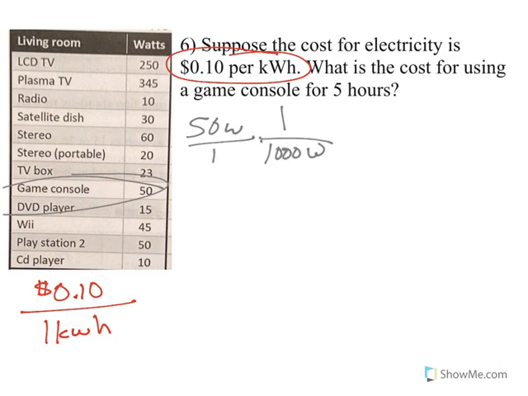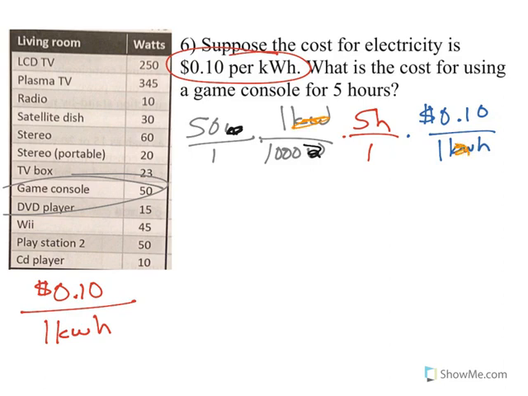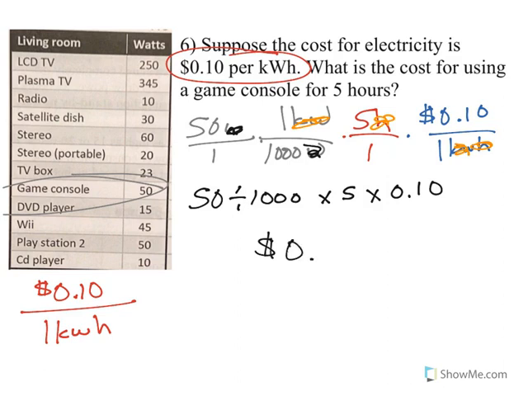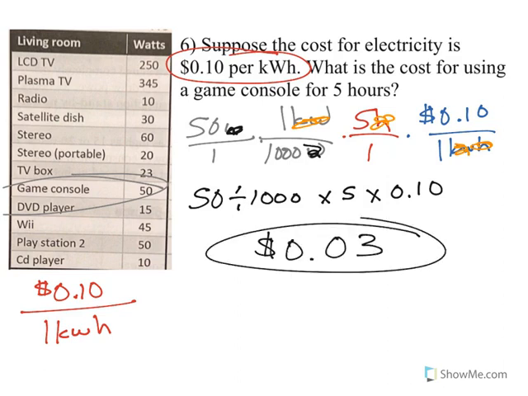So 1,000 watts is the same as 1 kilowatt, so the watts go away. We're doing this for 5 hours. And then you would say, okay, now we're talking about 10 cents per 1 kilowatt hour. Kilowatts go away, hours go away. So we take 50 divided by 1,000 times 5 times 10 cents. If we're talking money, we round to the nearest penny, 2 decimal places: 3 cents. It'll cost you 3 cents to run that game console for 5 hours.